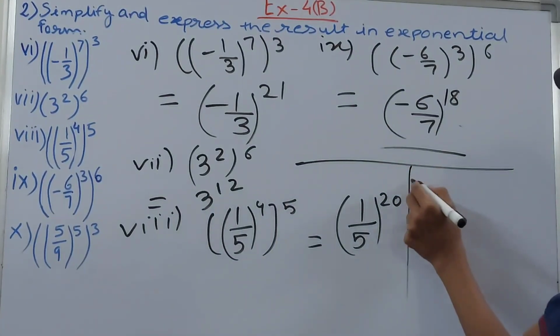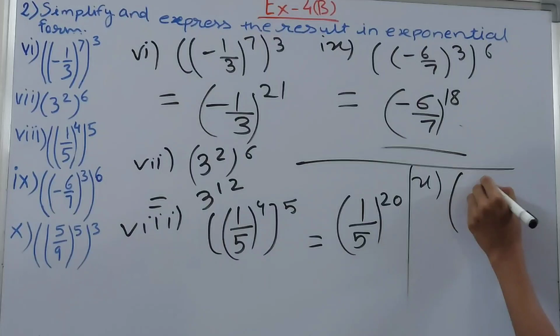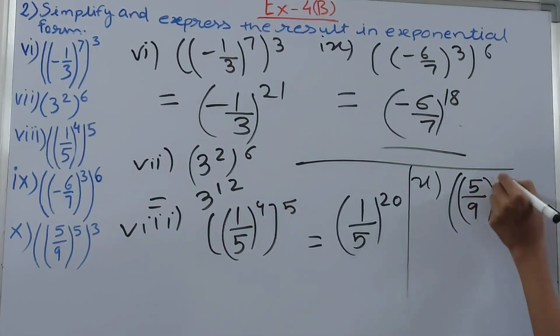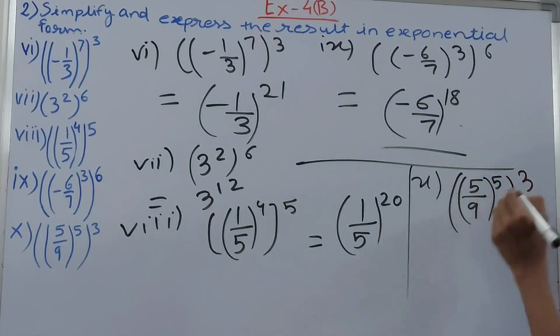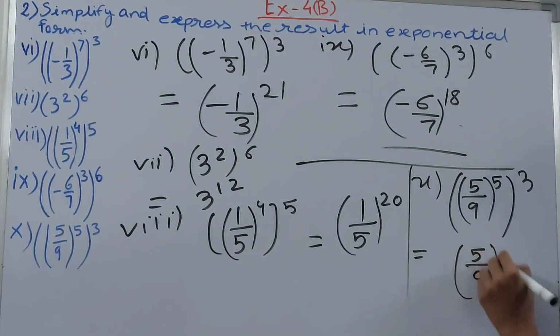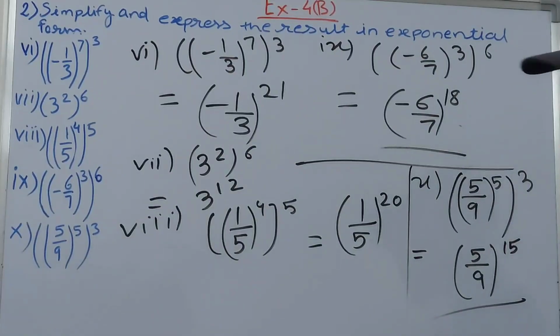Let's move on to the 10th part as well. So what have we got here? We've got 5 upon 9, and this one's in another bracket, and then outside we've got 5 and then 3. So we'll have 5 upon 9 and to the power 5 into 3, that is 15. So we'll put the exponent 15 and this becomes the answer now.